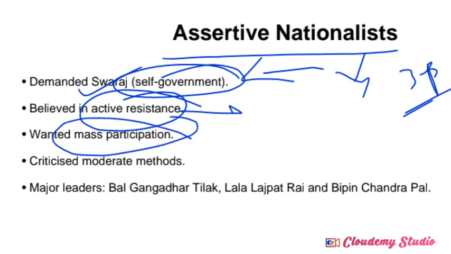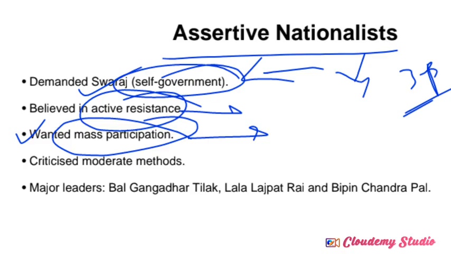Next, they wanted mass participation. Here we observed that the early nationalist movement was limited to educated Indians, like professors, professionals, lawyers and teachers. These kinds of people joined in the first phase of the national movement. But the assertive nationalists wanted mass participation. Mass participation means each and every member of Indian society should participate in the national movement.